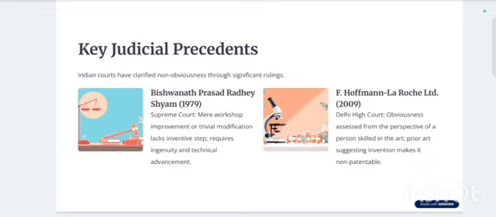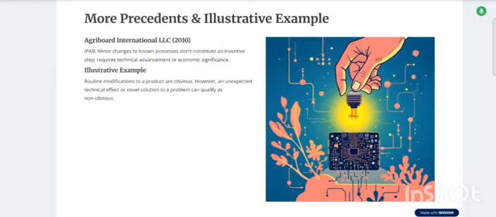In the case of Agriboard International LLC versus Deputy Controller of Patents in 2010, the Intellectual Property Appellate Board held that merely adopting a known process with minor changes does not constitute an inventive step. The decision reiterated that an invention must demonstrate a technical advancement or economic significance to satisfy the requirement of non-obviousness. Now, let's discuss an example to better understand the concept of non-obviousness and its requirement.